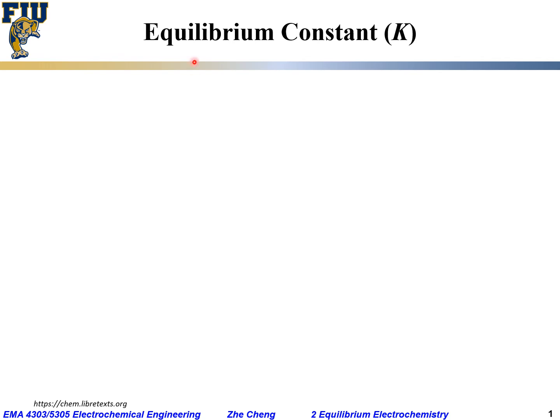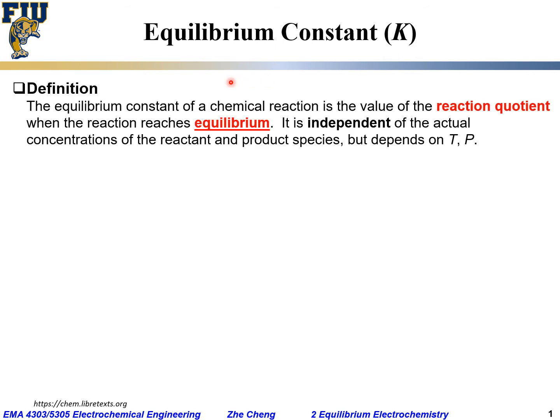Let's look at the equilibrium constant K again. The equilibrium constant, for a chemical reaction, is the value of the reaction quotient when that reaction reaches equilibrium, when the forward reaction rate is the same as the reverse reaction rate, when there's no net change in the species concentration or quantity over time.